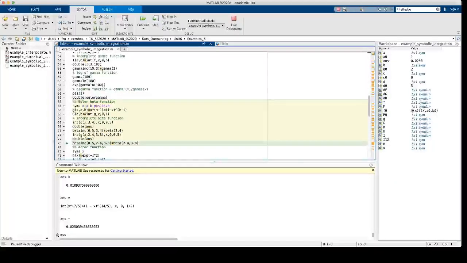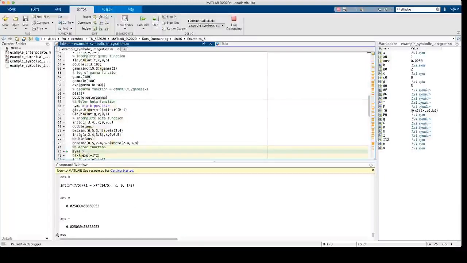You see that the integral, have a look at the command window, cannot be written down explicitly in terms of elementary or other higher functions, but we can use the higher functions beta inc and beta to compute this integral, which has this value.